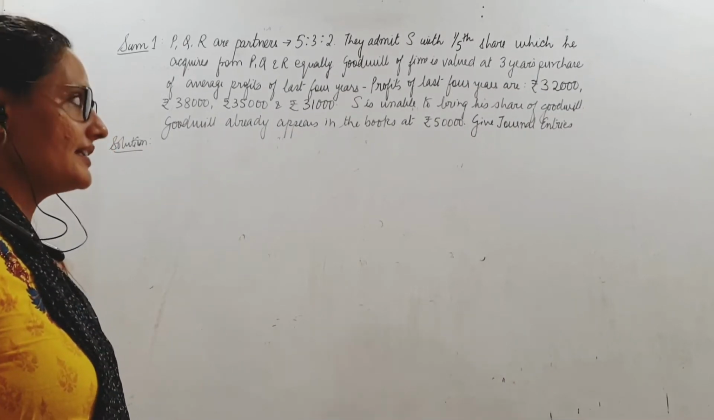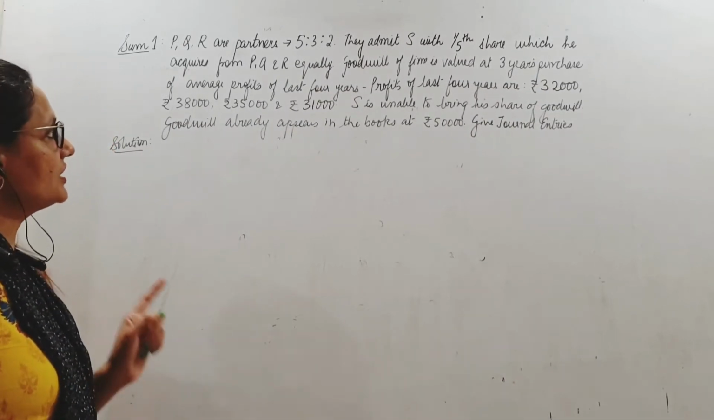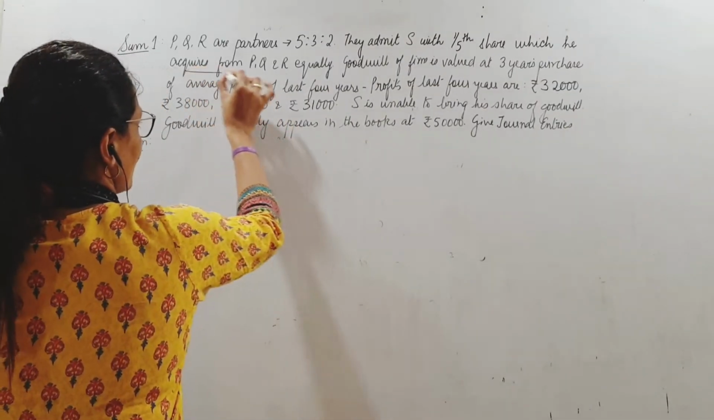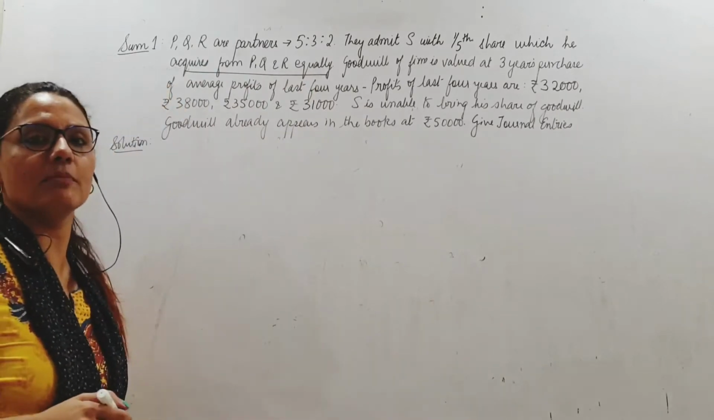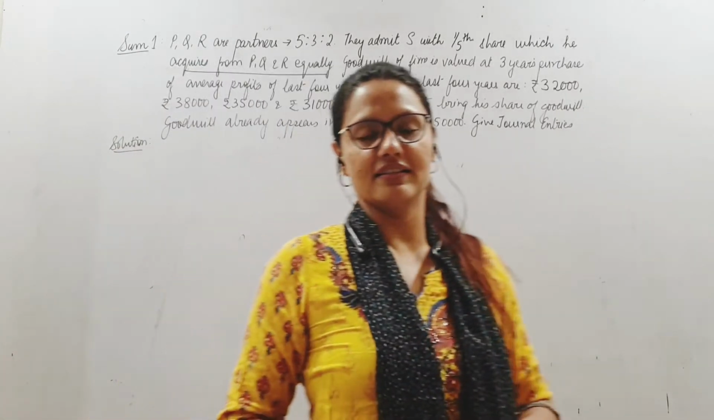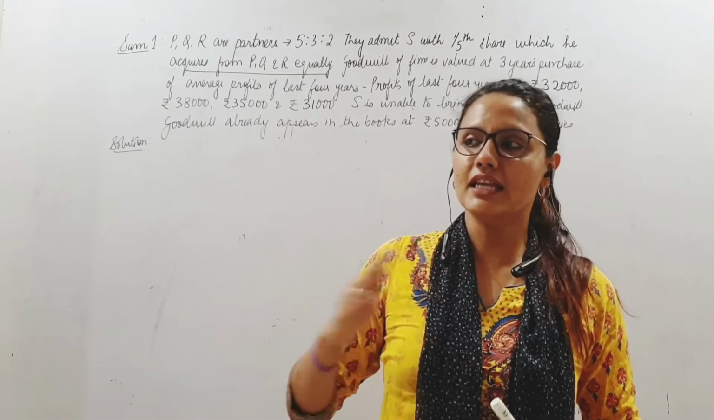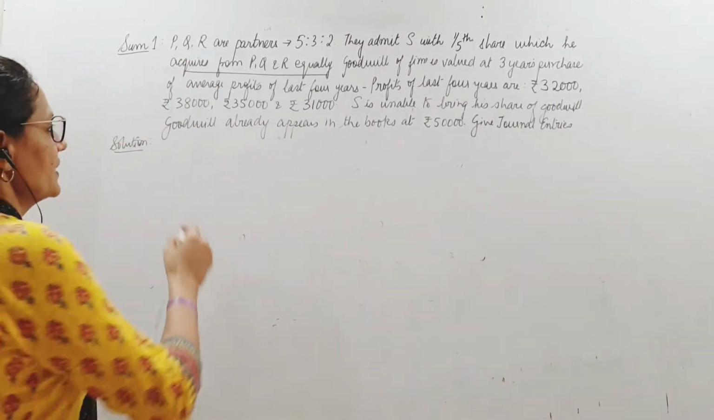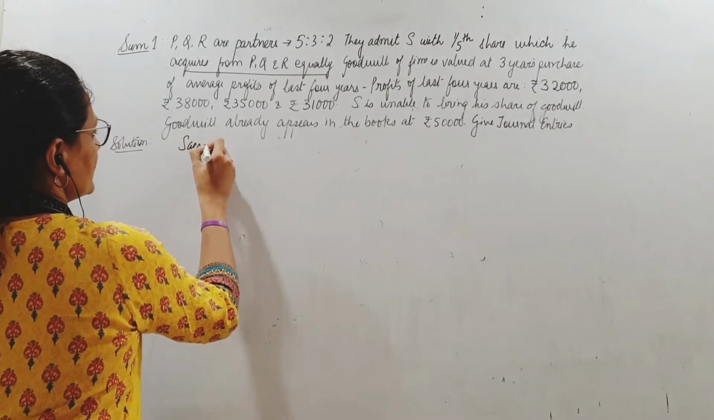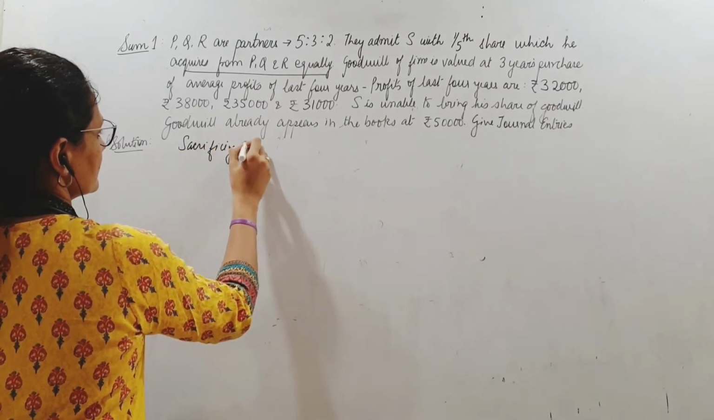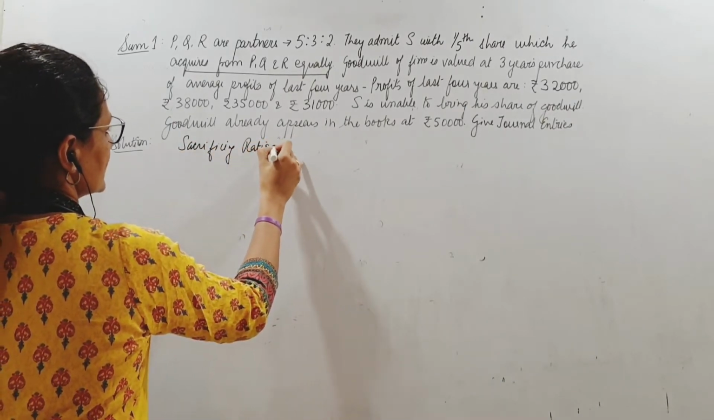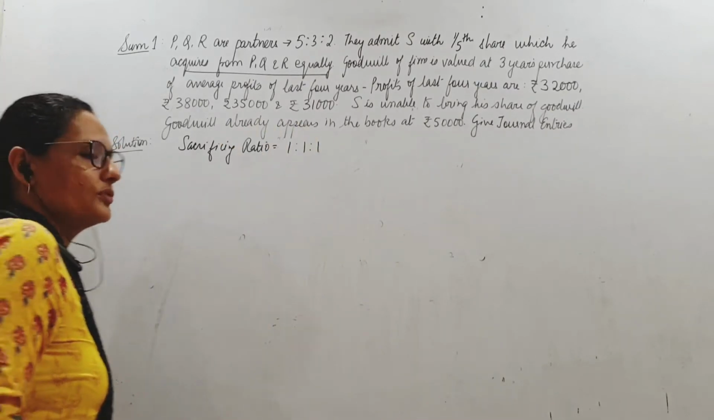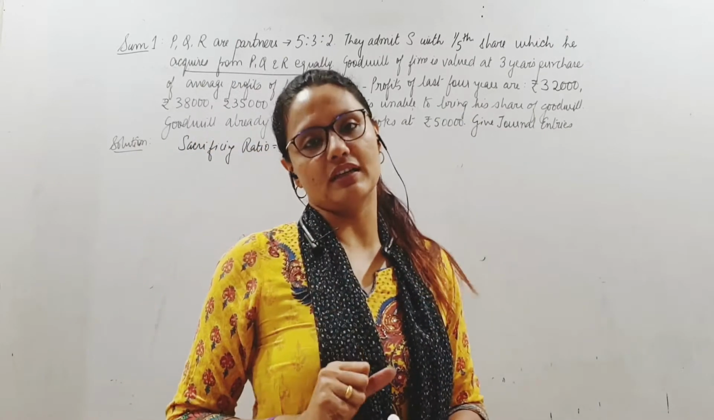P, Q and R are partners in the ratio 5:3:2. They admit S with 1/5 share, which he acquires from P, Q and R equally. This gives you information about their sacrifice. P, Q and R give equally this 1/5 share to S. Therefore, sacrificing ratio is equal to 1:1:1, P to Q to R. This is what you have to understand here.